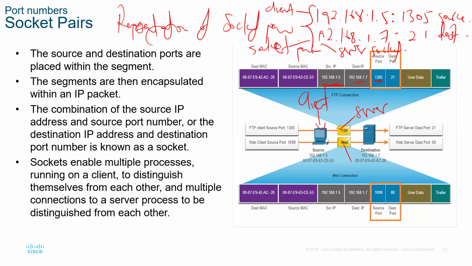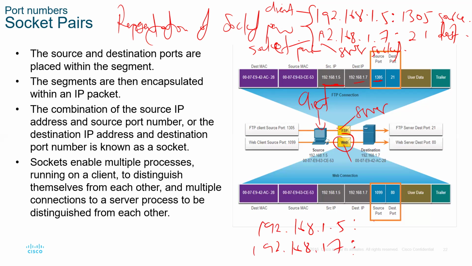In typical exam questions, they ask you to identify the socket pair for a given connection. You just have to identify the source IP and the source port number, and the destination IP and the destination port number. Those two make a socket pair. You could do the same with the web application. For the socket pair, we have 192.168.1.5, 192.168.1.7.